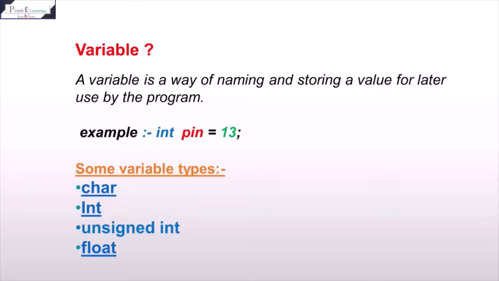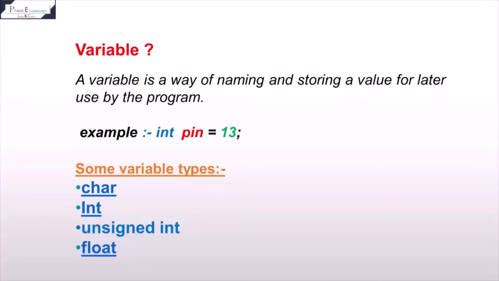Let's see what is variable. A variable is a way of naming and storing a value for later use by the program. Variable is a place to store a piece of data. It has name, a value and type. The int is the data type, the pin is the variable and the 13 is the value. Pin is nothing but a variable name.